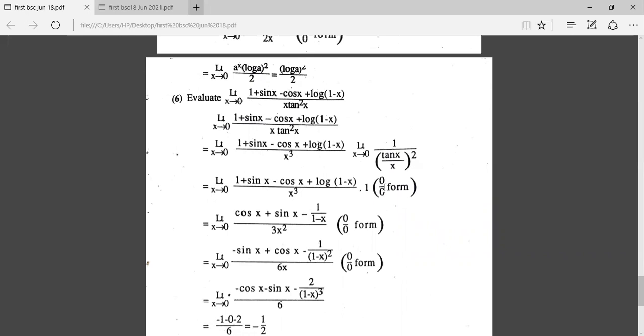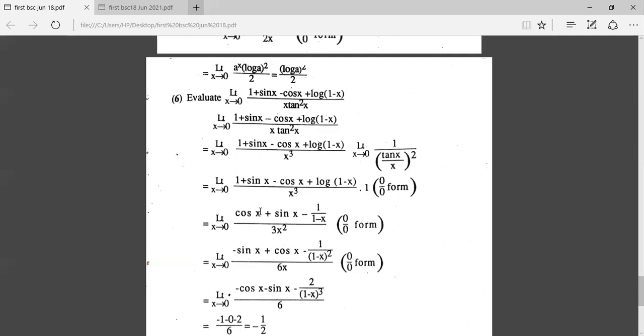Therefore, you have to use L'Hospital rule, differentiate the numerator. So differentiate 1, 0. Differentiation of sin x, cos x. Differentiation of cos x, minus sin x. But already minus is there, you will get plus sin x. Differentiation of log of 1 minus x is 1 by 1 minus x, times differentiation of 1 minus x using chain rule. Differentiation of 1 is 0. Differentiation of minus x is minus 1. Therefore, you will get minus of 1 by 1 minus x, whole divided by differentiation of x cube, which is 3x square.